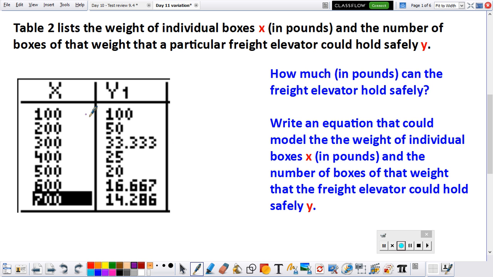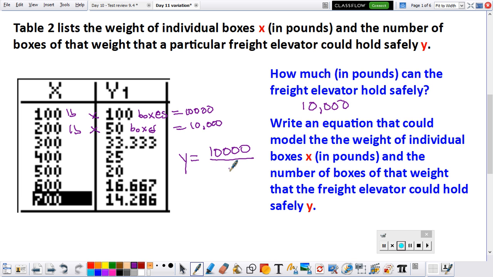Okay, so hopefully you figured out that this freight elevator can hold 10,000 pounds safely. Because if you have a 100-pound box and you can fit 100 boxes, if you multiply these together, you get 10,000 pounds. I'm just going to pick this one because the arithmetic is easier. Here, if you have 200-pound boxes times 50 boxes, that also equals 10,000 pounds. So the equation is the number of boxes will be 10,000 divided by the weight of the boxes X. So if all the boxes weighed 1 pound, you could put 10,000 boxes in the elevator.